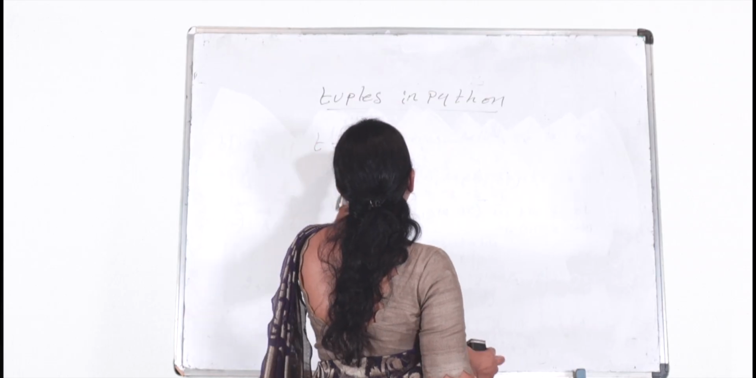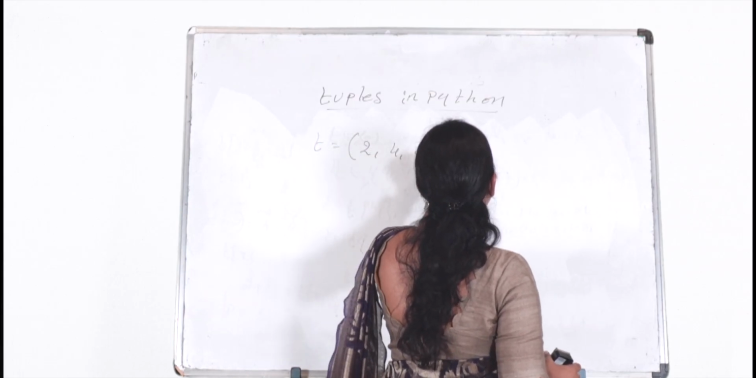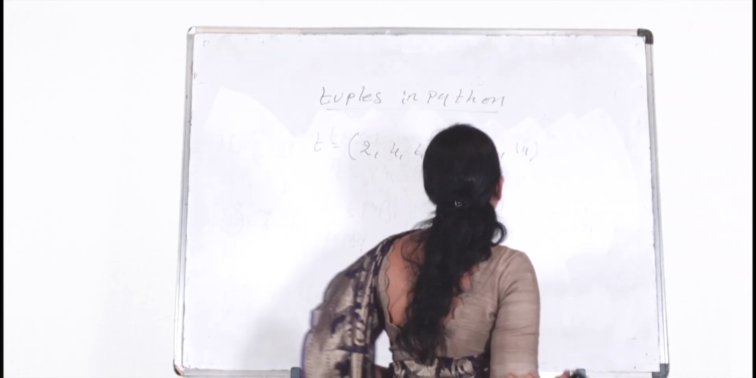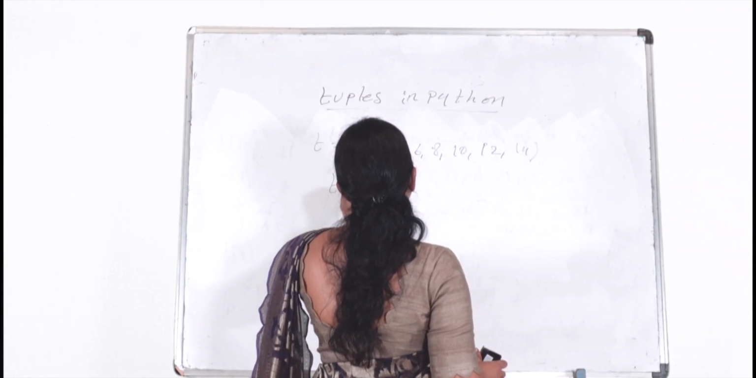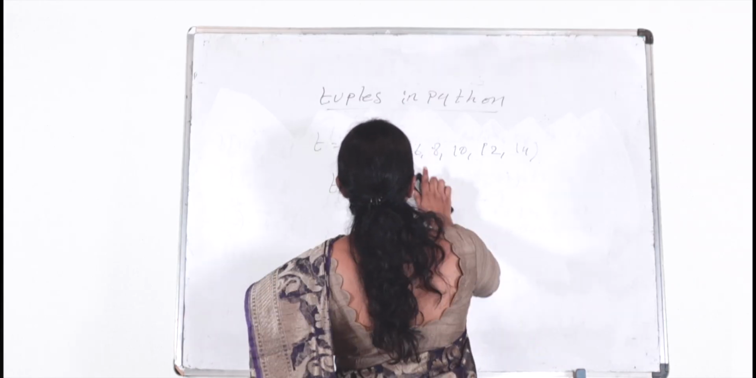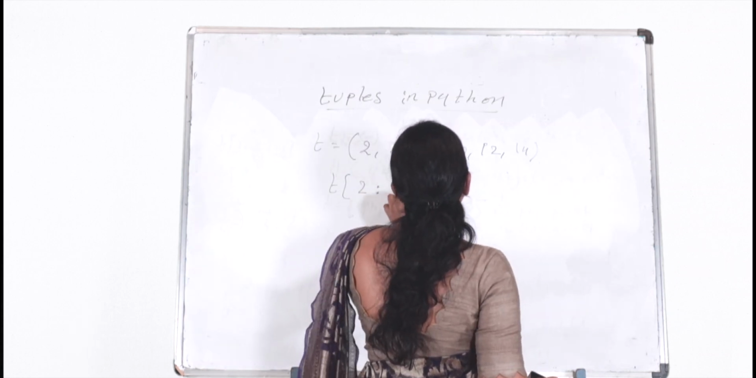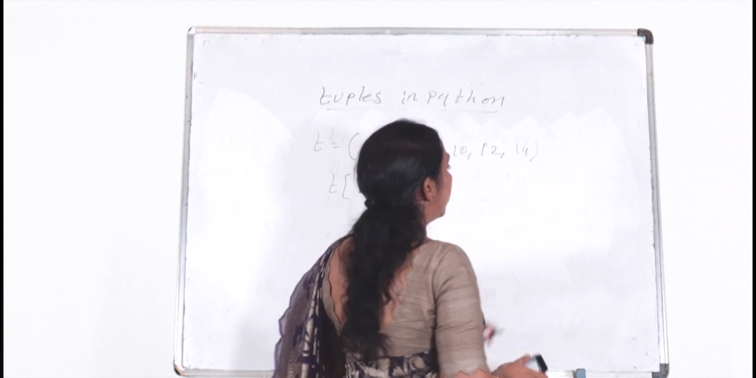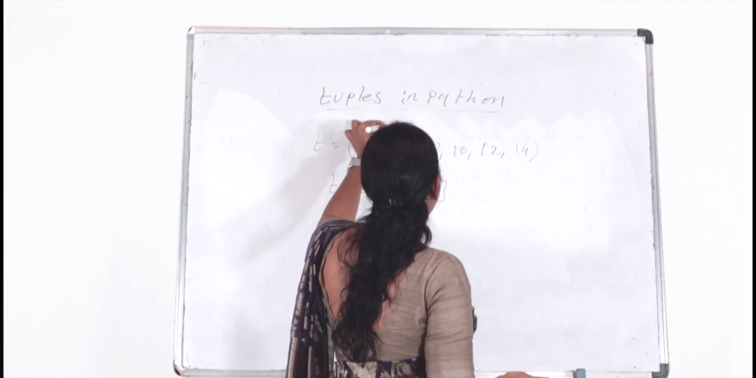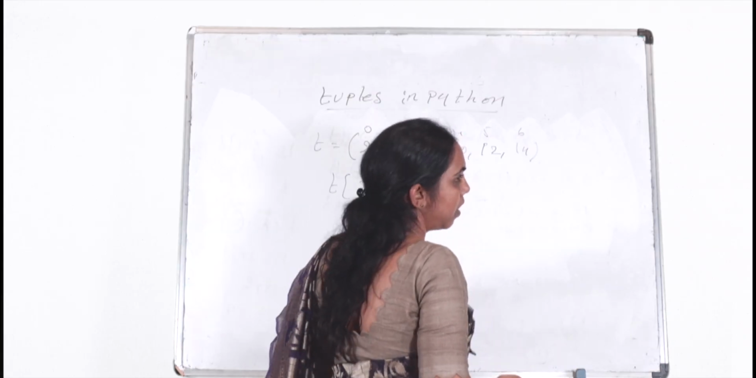Here I take 2, 4, 6, 8, 10, 12 and 14 as a tuple. Then we write the slicing 2 colon 4 colon 2, or rather 2 colon 6 colon 2. For the output, the index starts at 0, 1, 2, 3, 4, 5, 6. This is how we'll get it.